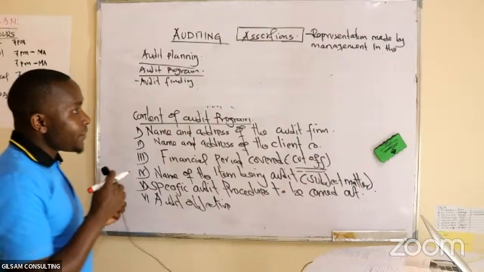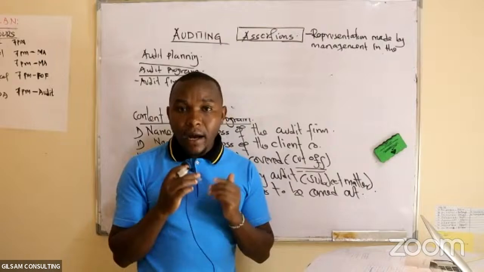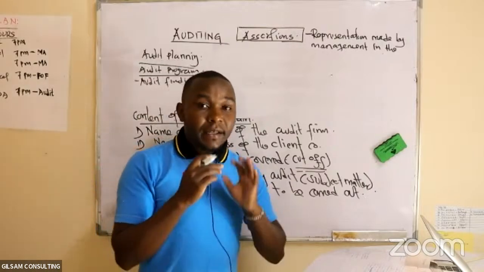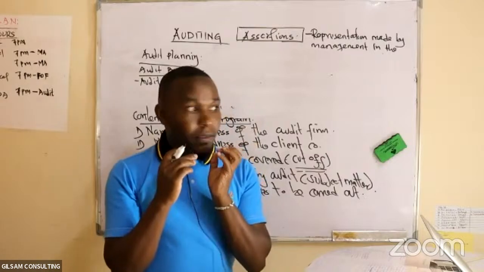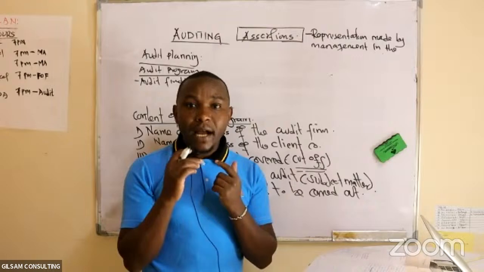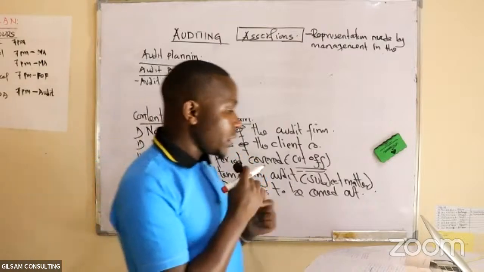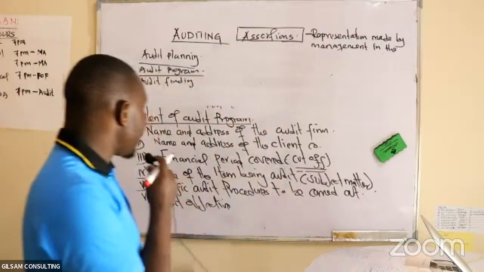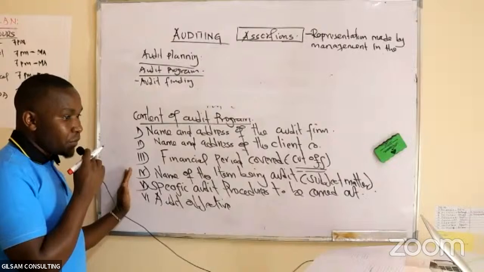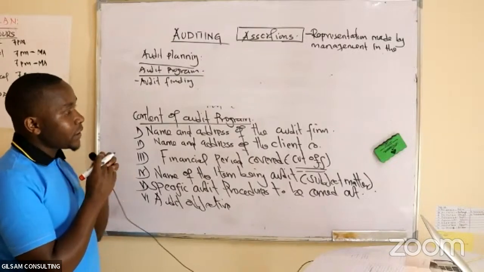Now the examiner might ask you to write a sample. You are going to carry out an audit of ABC company, and then they can test the specific item you are going to test, and then they will ask you to prepare an audit program. So how will you prepare the audit program? All these should be included in your audit program.